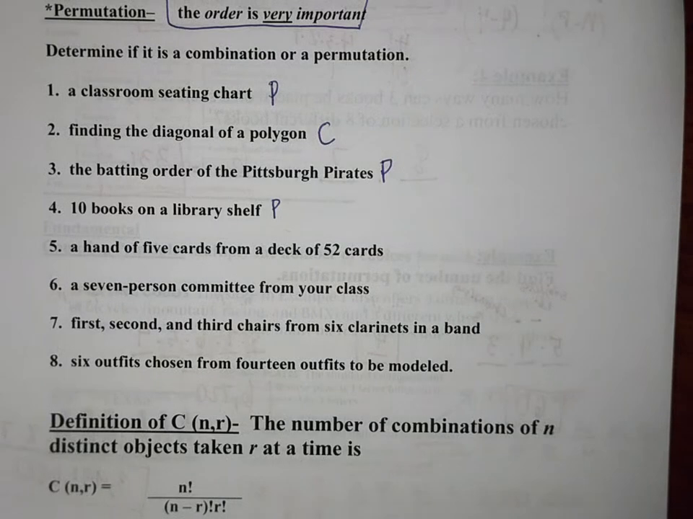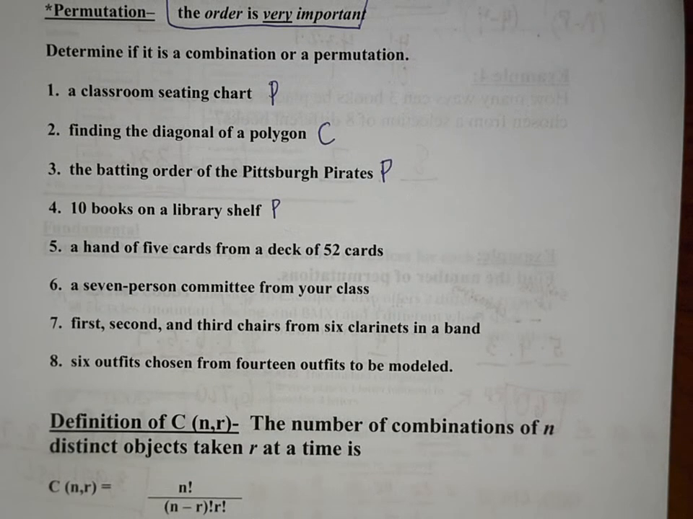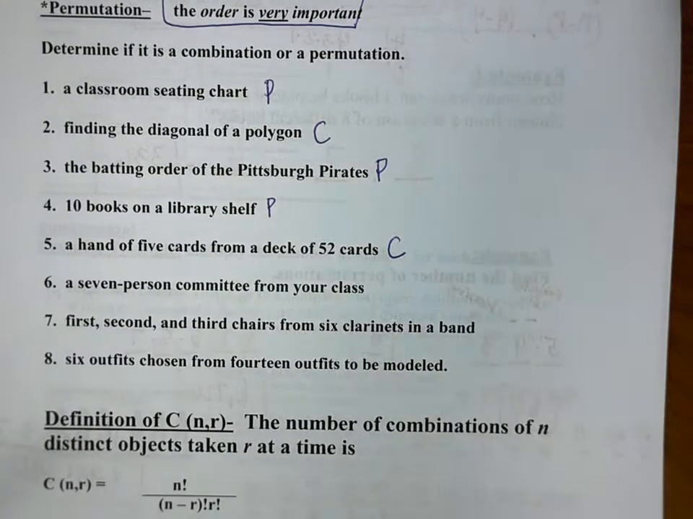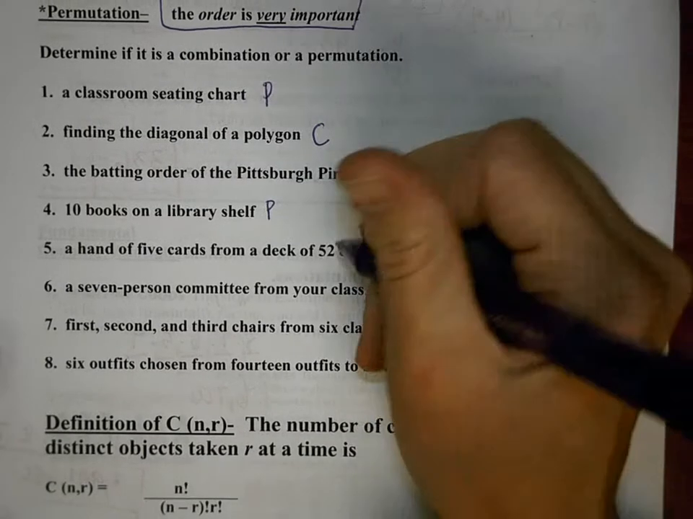Okay. Number 5, a hand of 5 cards from a deck of 52 cards. So think about this. You are dealt a hand. Does it matter which one came first, second, third, fourth, and fifth? No. Good. So therefore, it's a combination. Okay. A 7-person committee from your class. So 7 people are chosen to participate in a committee. Does it matter who's chosen first, second, third, fourth? No. So therefore, it is a combination.